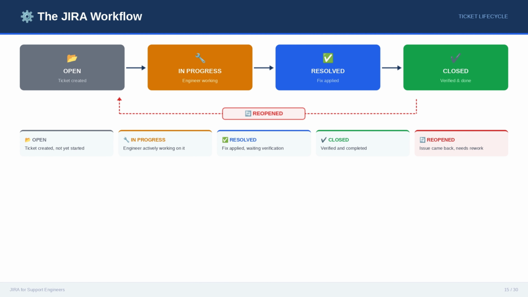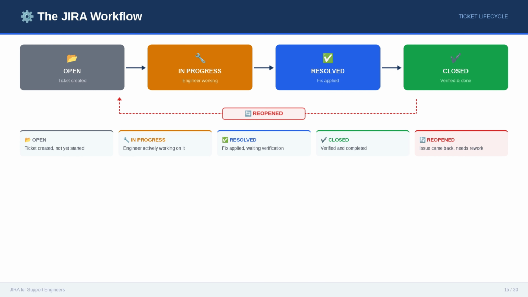Alright, now let's talk about the third core concept, the workflow. The workflow is the life cycle of a ticket. It defines the states a ticket moves through, from the moment it's created, all the way until it's closed. The standard workflow in JIRA has 5 stages. Let's go through them. Open. The ticket has just been created. Nobody has started working on it yet. It's sitting in the queue, waiting to be picked up.